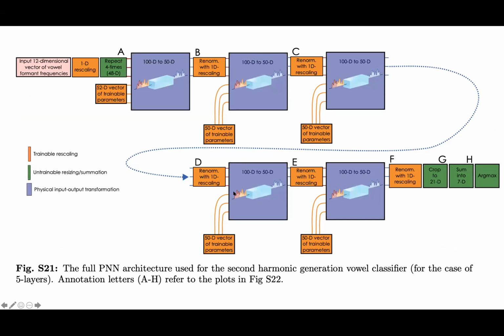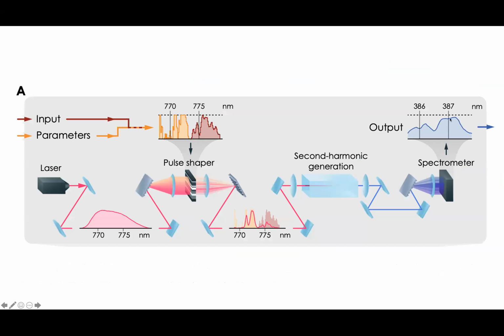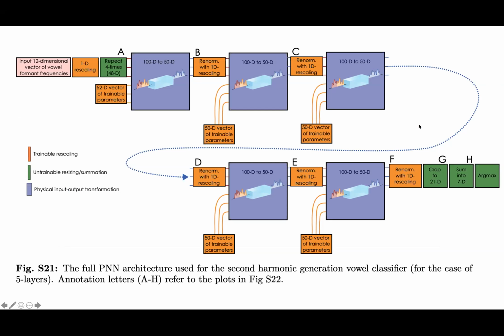So this is the whole stuff. The orange ones are some trainable rescaling. Basically, you need to rescale, for example, the output. Otherwise, you cannot concatenate with parameters to the next input because the scale is different. And the green ones are the untrainable summation. Basically, it's just a reshape, and nothing important. And the purple ones are the physical input-output transformation.